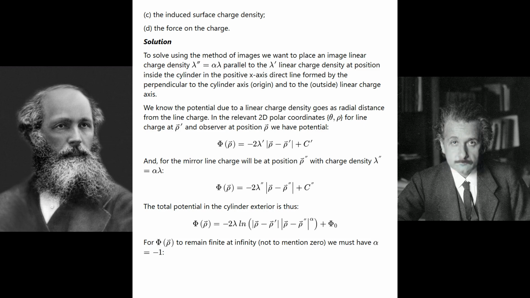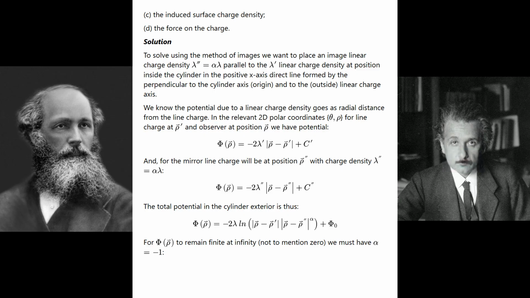In the relevant 2D polar coordinates, theta, rho, for a line charge at rho prime and observer at position rho, we have the potential, see the equation. And the mirror line charge will be at position rho double prime with charge density lambda double prime equals alpha lambda, see the equation shown. The total potential in the cylinder exterior is thus, see the equation.